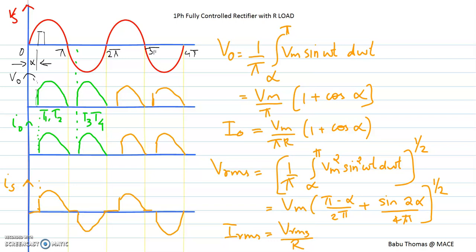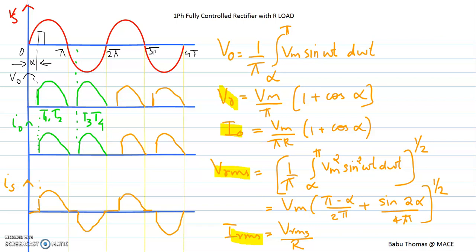So we have arrived at 4 equations. One is for V0 and another one is for I0, then Vrms and Irms. I haven't done the step-by-step calculations because in a lecture like this I don't think step-by-step calculation is required, as basic integration is known to everyone. So this is the complete working of a single phase fully controlled rectifier with resistive load. Whenever you do this, always compare it with the half wave rectifier also, in order to see what differences come into the picture in such cases.